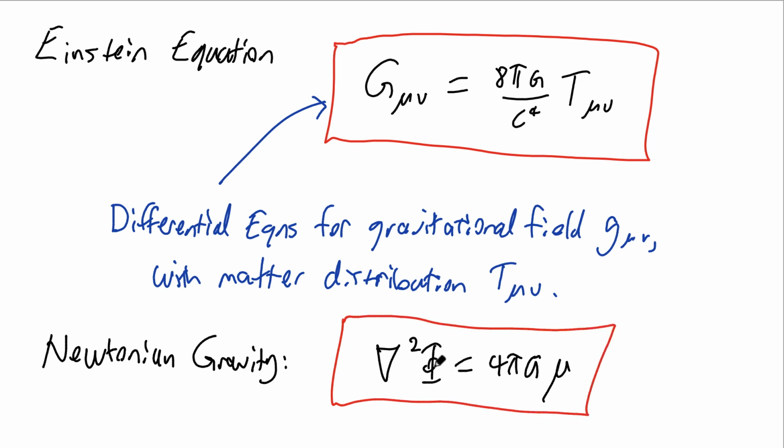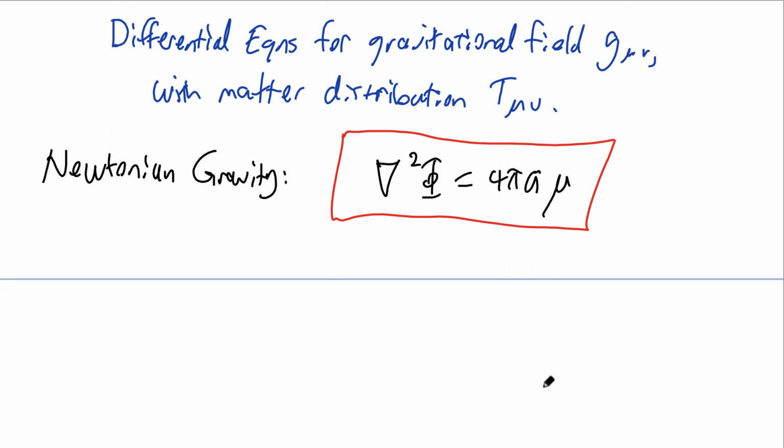So here phi is the gravitational potential, del squared is just the Laplacian operator, G is Newton's constant, and mu is the mass density. My next goal in this lecture is to give you a feel for the connection between the Einstein equation and the Poisson equation of Newtonian gravity. So let me begin by reviewing Newtonian gravity.